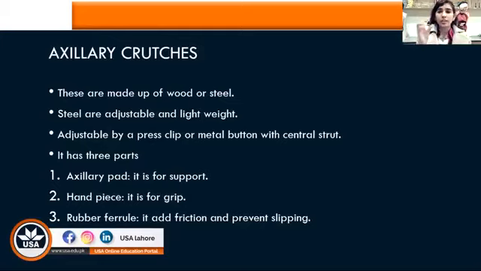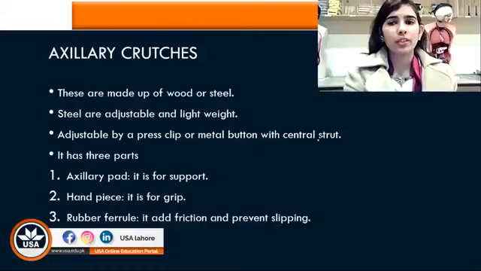What would be the rubber ferrule? It will be the rubber-like cup that will be present on the end of the crutch or the stick that will be providing friction from the floor, so that when the patient puts their weight on the crutches, they would not slip off, and the patient's safety is our first priority there. Okay, after that, let us see some pictures of the auxiliary crutches as well.